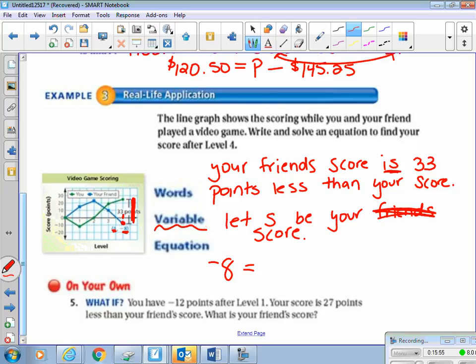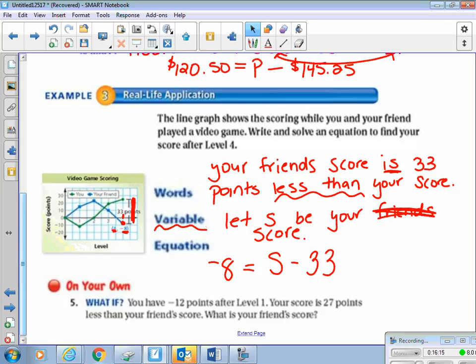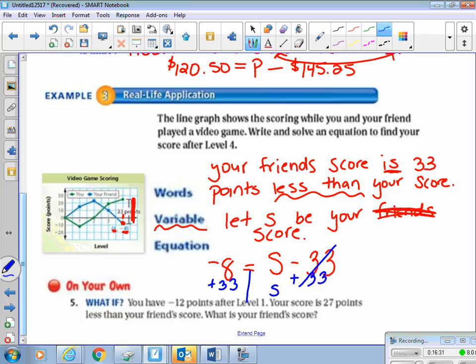So my friend's score, which is -8, equals 33 points less than S. Remember, less than flip-flops it, so instead of starting with 33 points, we start with the S, and less than means to subtract: S - 33. That's the equation, but now we need to solve it. How would I get S alone? S has a -33 with it, so we go back to inverse operations. We add 33 to both sides. These are inverse, they cancel out, leaving us with just S.